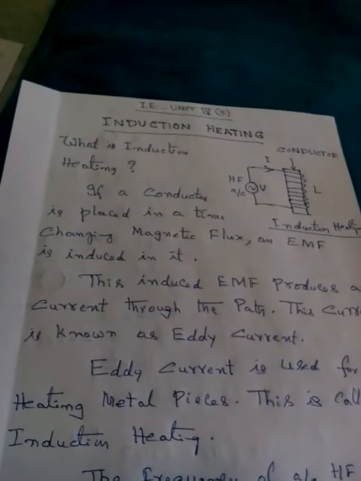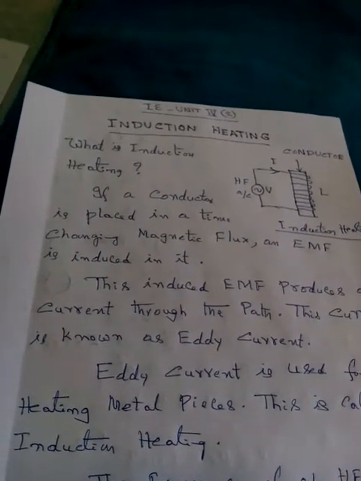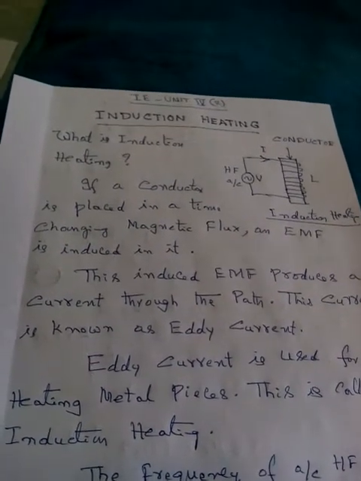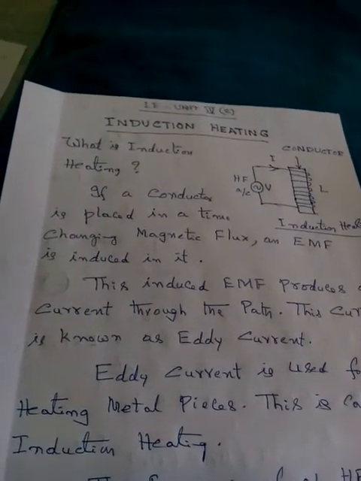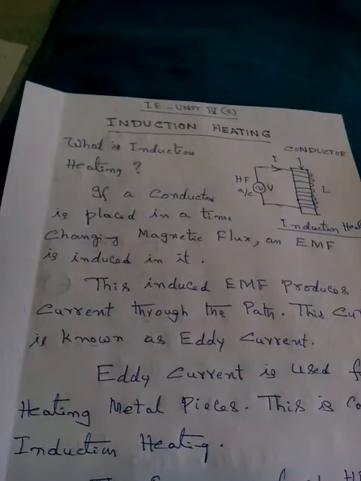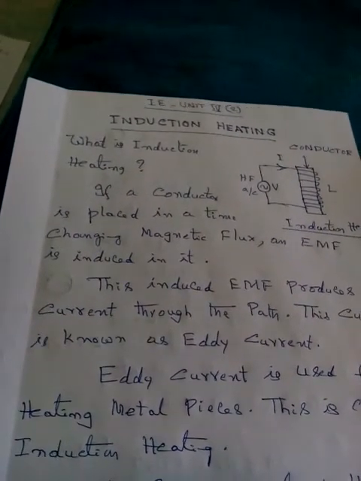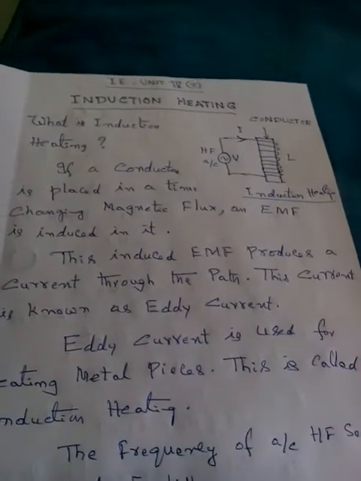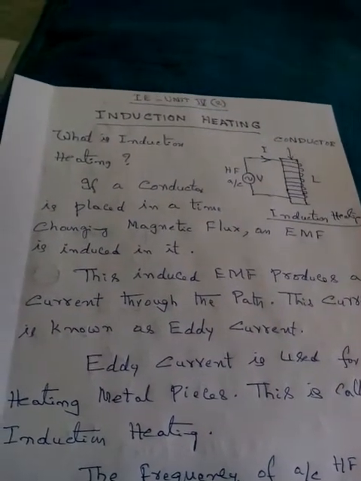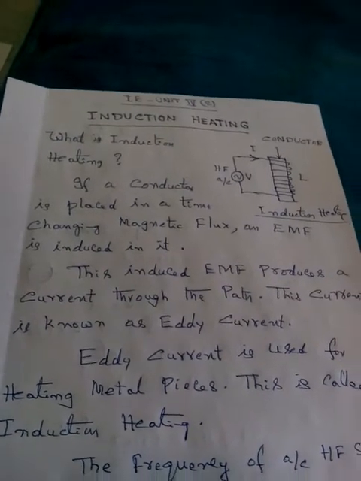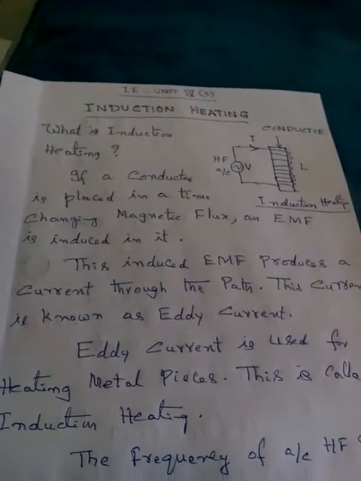Please note down again how induction heating works. As shown in the diagram, the conductor is placed in a coil. If a conductor is placed in a time-changing magnetic flux, that is in a coil, an EMF is induced in it. This induced EMF produces a current through the path. This current is known as eddy current. Eddy current is used for heating metal pieces. This is called induction heating.